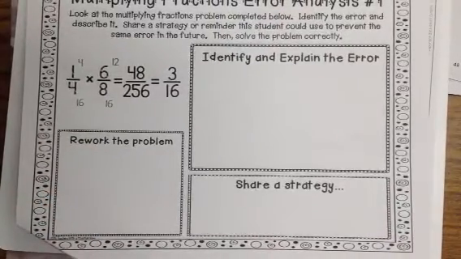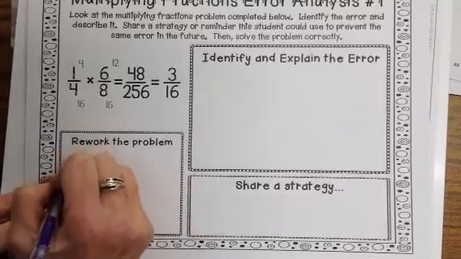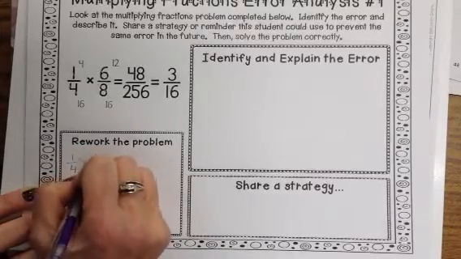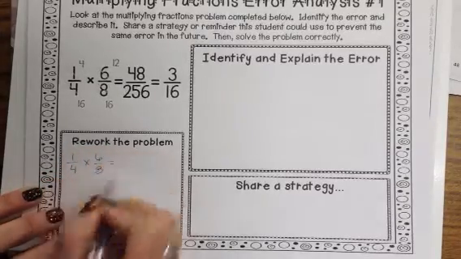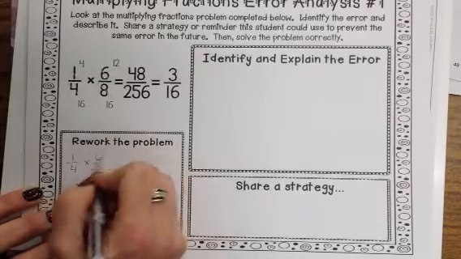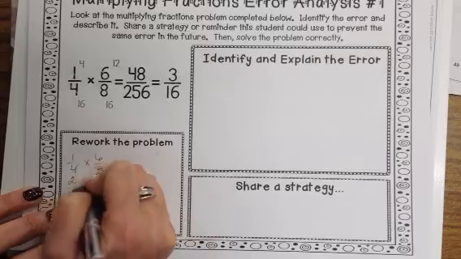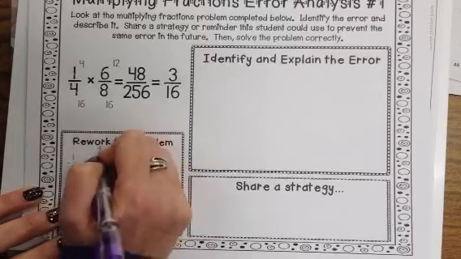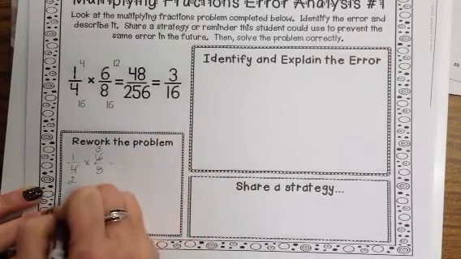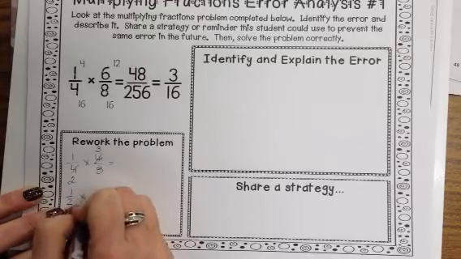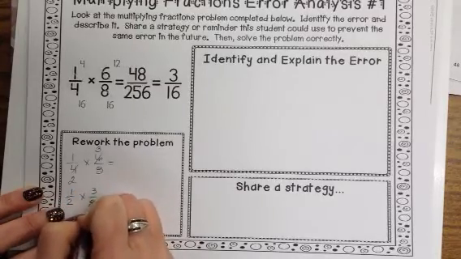So the first one was 1/4 times 6/8. And first of all, what we're supposed to do is rework the problem. So I'm going to write 1/4 times 6/8. And then I'm going to look and see if I can cross cancel, which I can do this way. So I'm going to make this smaller and divide 4 by 2 to make a 2. Divide 6 by 2 and make a 3. So then my new fraction is 1/2 times 3/8.